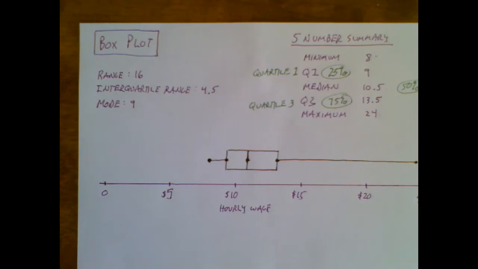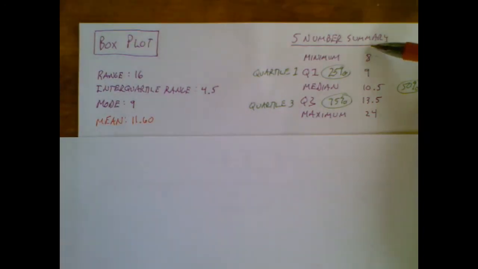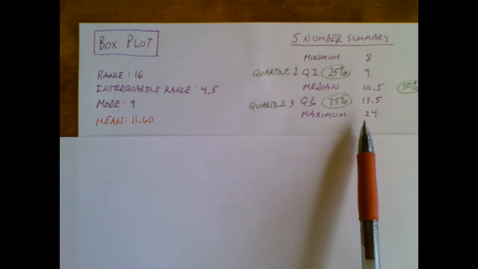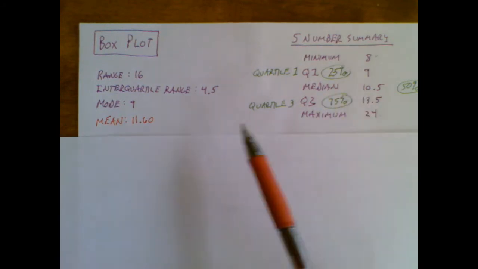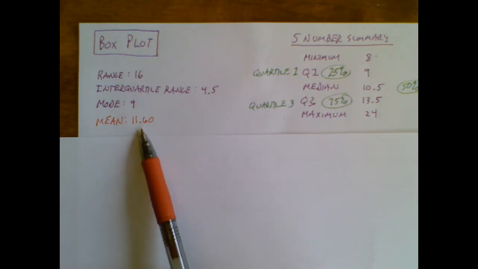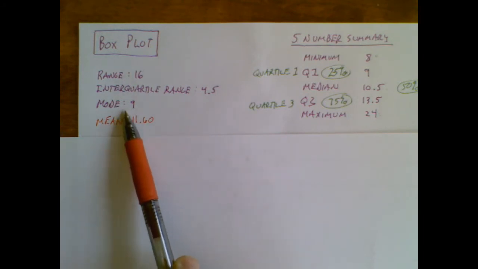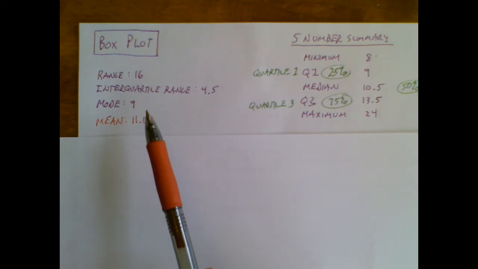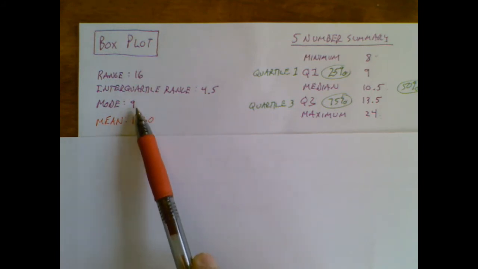These five numbers are sometimes referred to as the 5-number summary because they summarize that data set. And there's numbers outside of this 5-number summary that we also care about. For example, the mean or the average, which is just add them up and divide by how many you had. $11.60 is the average wage. Mode is the most frequent. So on that data set, the number that showed up the most is $9 an hour.